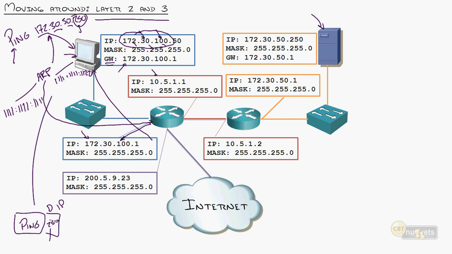172.30.50.250. That's where I'm going. That's my end destination. That will not change. I have the source IP address of who? Me. That's where I came from. 172.30.100.50. And know that I'm just writing this in here because I can't squeeze that whole address in there, but it is the full IP address in there.